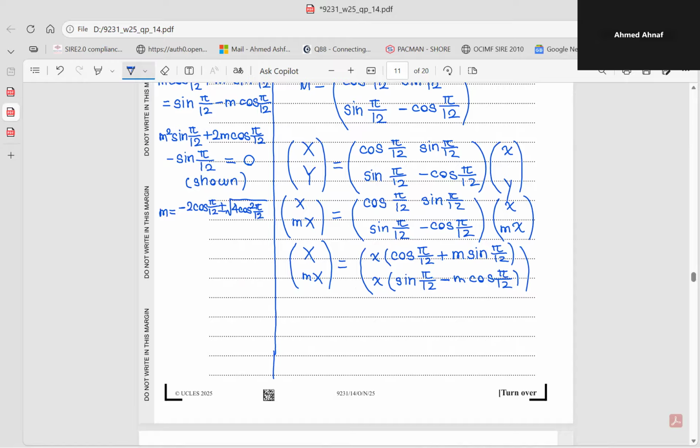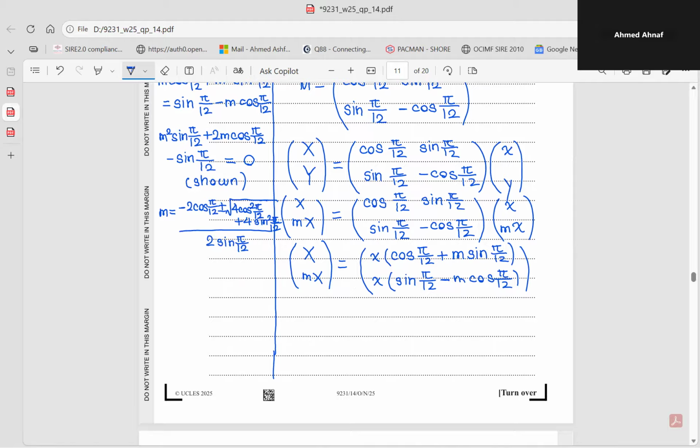C is negative sine pi over 12. So minus 4 times sine pi over 12 times negative sine pi over 12, that's plus 4 sine square pi over 12. All over 2a, so 2 sine pi over 12.